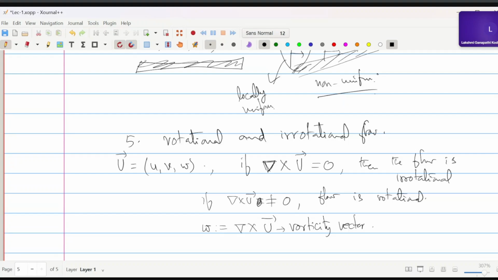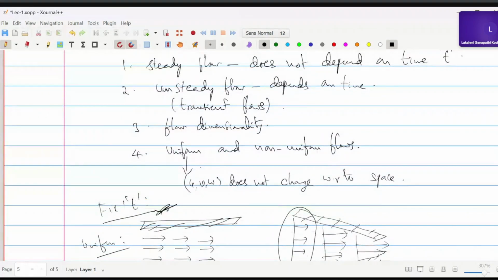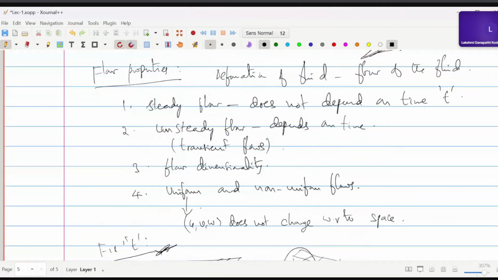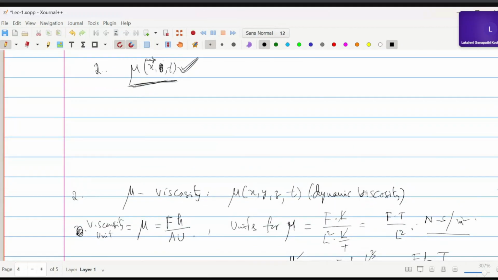So we'll see. These are the different kinds of flow properties. Just try to understand, that is enough. You don't worry too much about it. In each situation, whatever we deal with, we will try to recall so that you get familiar with these things. Okay, so I'll stop here.